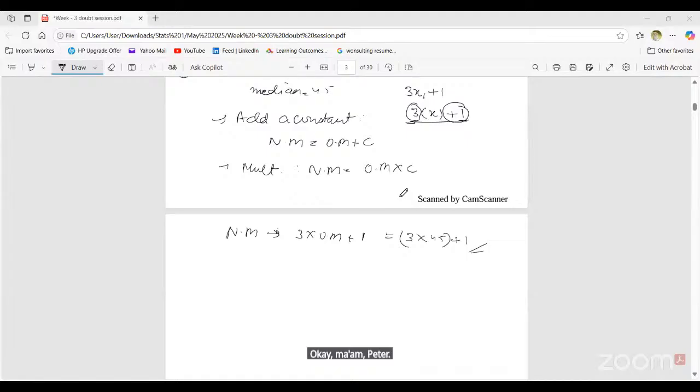Roll number 25F2, can you speak? I have a doubt in activity 3.2, question number 4. 3.2, question number 4.